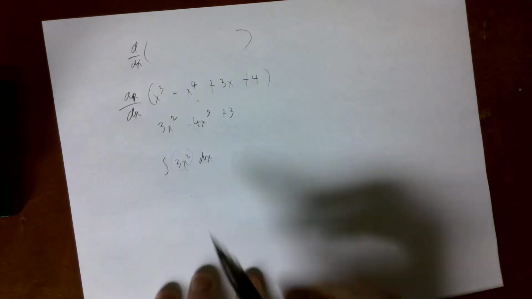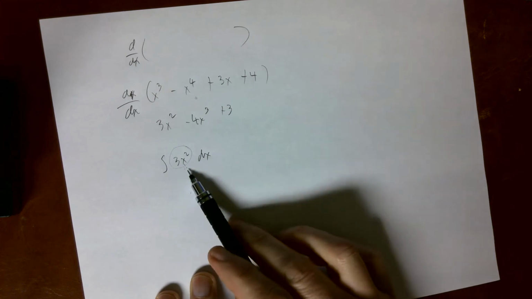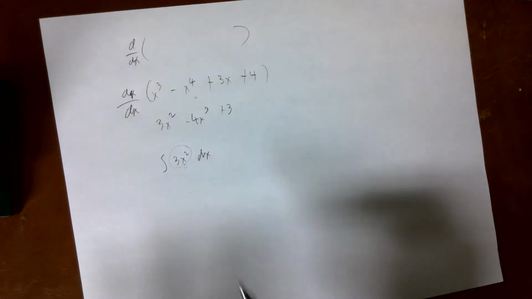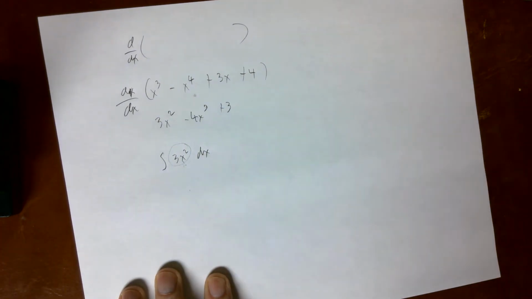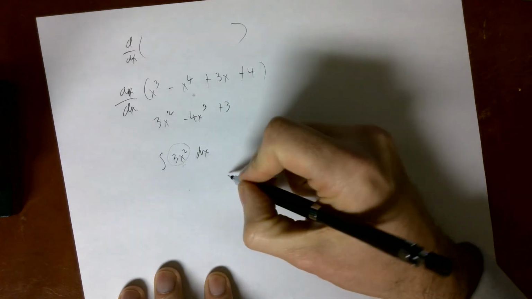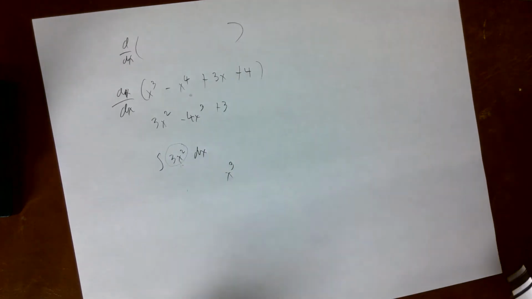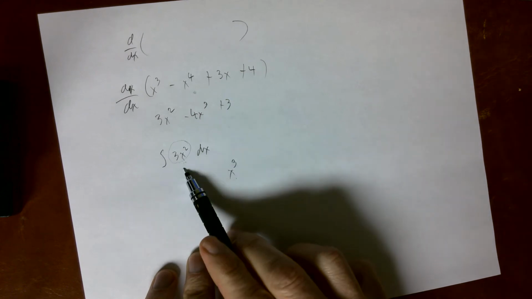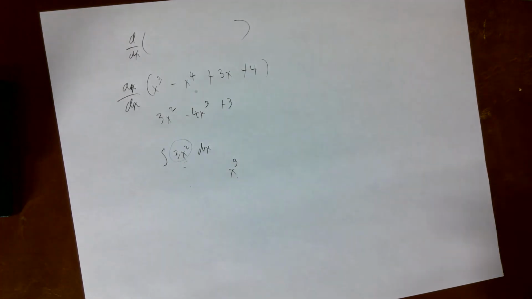That's your job. So when I look at this and I think, okay, what can I take the derivative of and get 3x squared? The thing that pops into my mind is x cubed. And think about it. If I take the derivative of x cubed, do I get 3x squared? Well, yeah, I do.